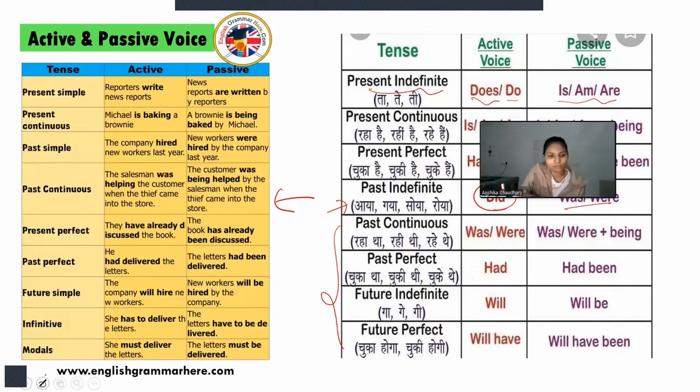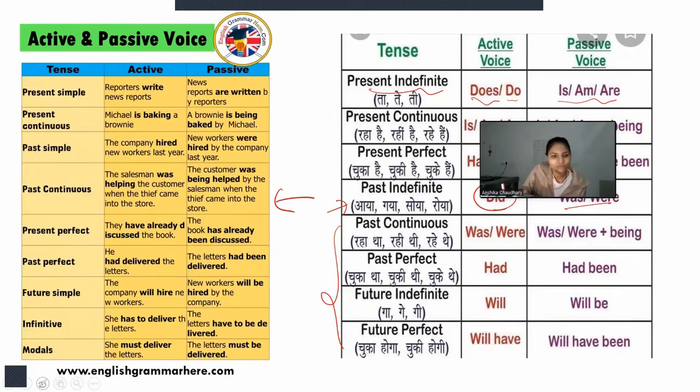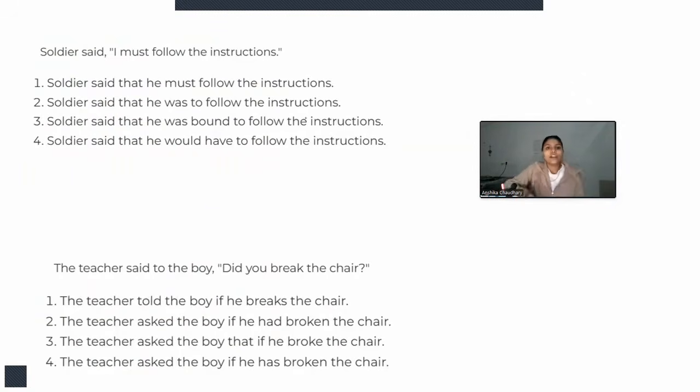So this is a chart, you can have a look here. All right, so here we need to convert them from direct speech to indirect speech, right? So the first is soldier said, I must follow the instruction. Here this is a modal verb, right? It will not be changed. All the rules will fail here because it is a modal verb. So for modal verbs there are some specific rules, they will not be changed. So it will be used as it is.